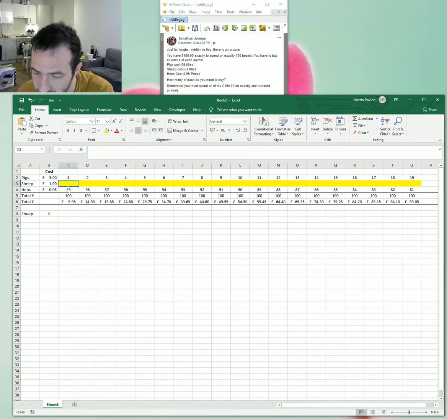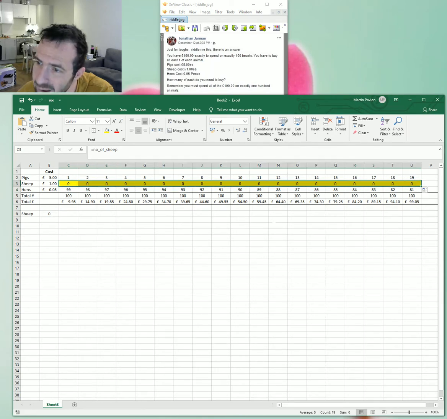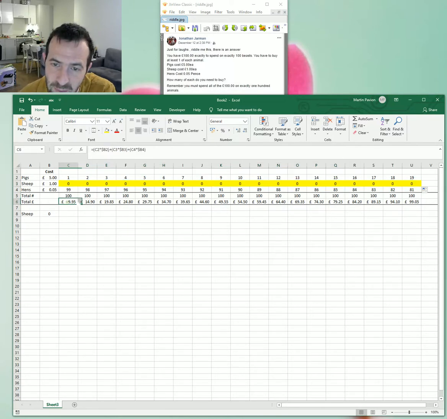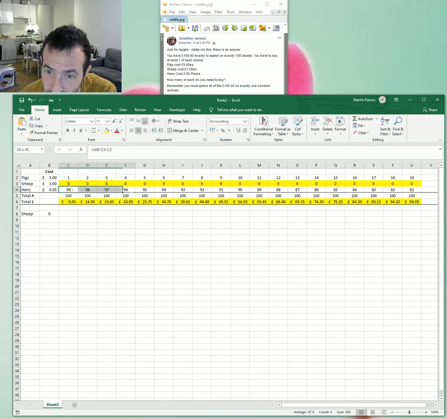Okay, and we're going to put that in all of these here. And we're going to play around with how many sheep we can have. What we're looking for is this number, the cost here is going to change, and we're looking to find out whichever one of these shows exactly £100, because whatever we use here, the number of hens is going to adjust to make sure that we always have 100 beasts anyway. So let's give it a try.